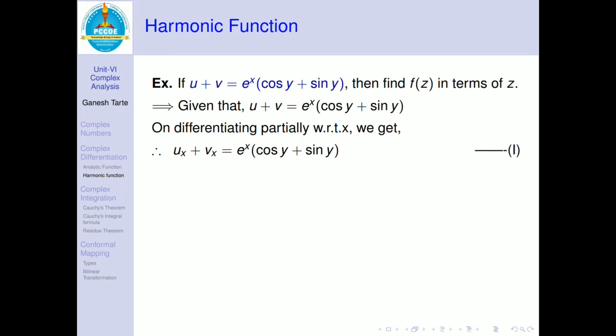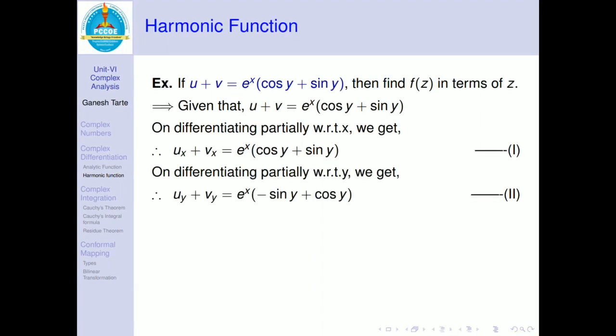Here ux represents partial derivative of u with respect to x, vx represents partial derivative of v with respect to x. Similarly, on differentiating partially with respect to y, we get uy plus vy is equal to e raised to x as it is, derivative of cos y is minus sin y and derivative of sin y is cos y, equation second. Now we have two equations in ux, vx, uy, vy, but by CR equation we can convert the second equation in the form of ux and vx again.